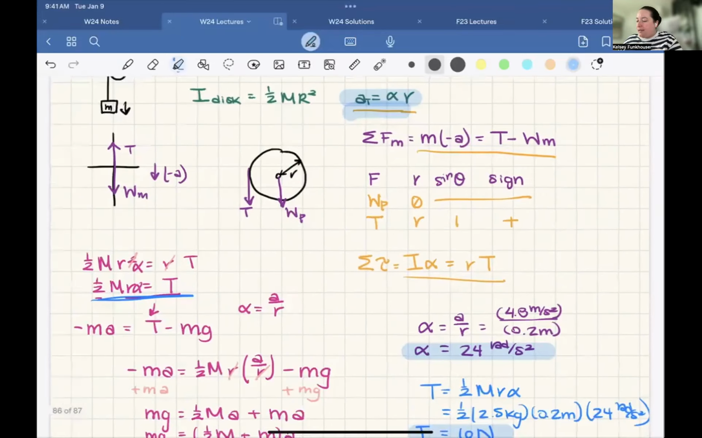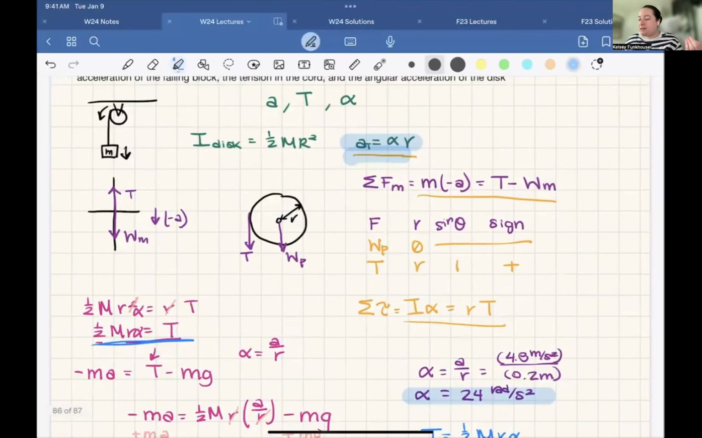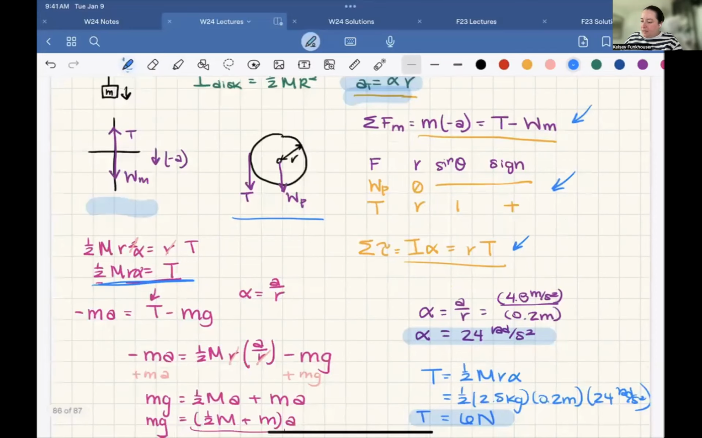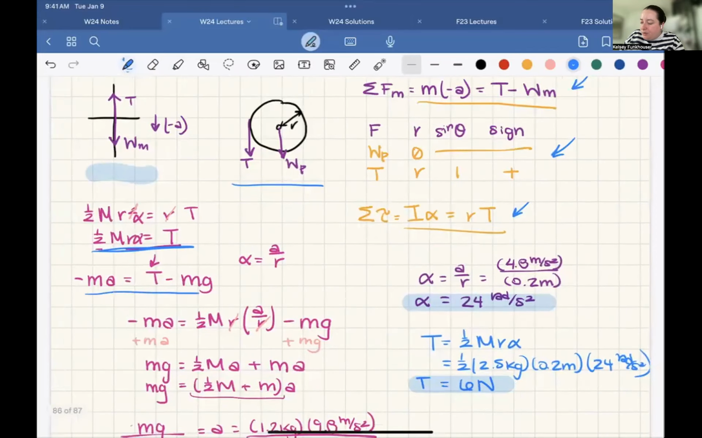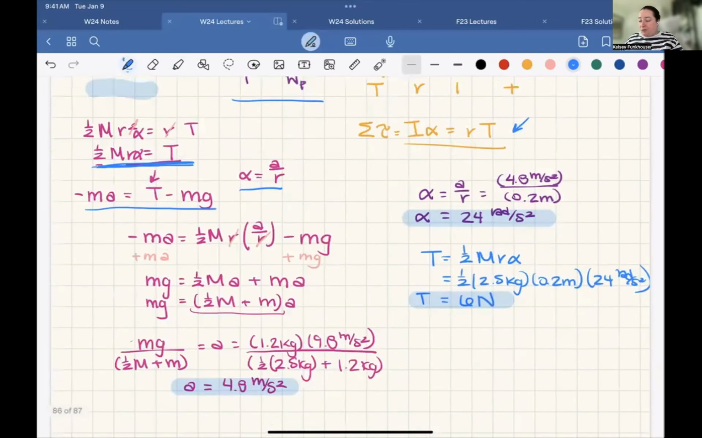So this is how we use Newton's second law with force and torque. We drew free body diagrams and the extended free body diagram. We did our sum of forces, and we also did our torque table and sum of torque. And then we had our equations, and technically 3 equations and 3 unknowns. And then we just did our algebra.